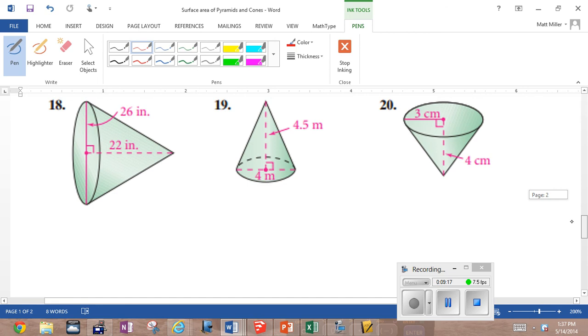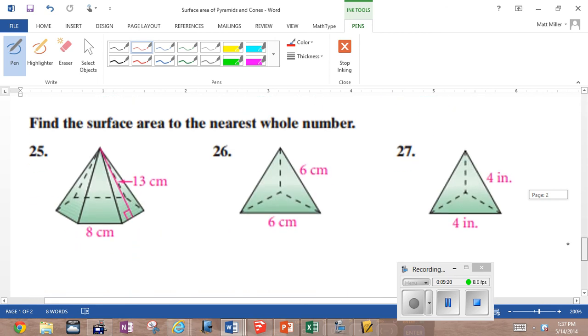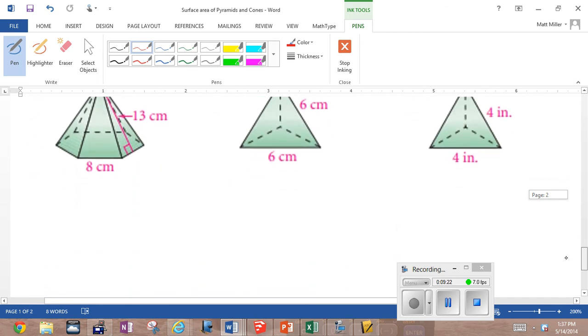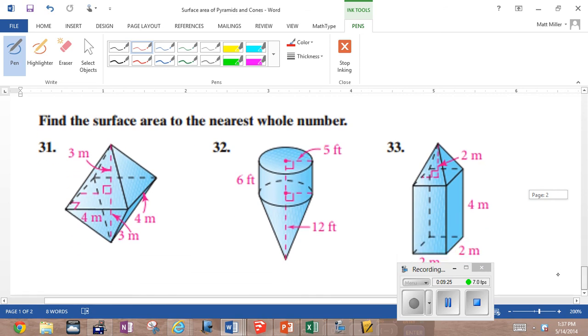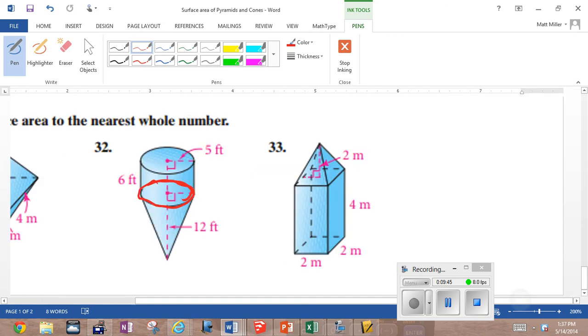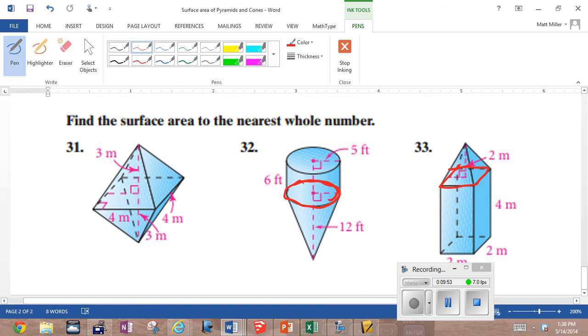Outline your notes relevant to this, and then we'll work on this worksheet in class tomorrow. It would be a little bit more compound expressions here for surface area, but shouldn't be that difficult. Here we see a cylinder and a cone. Just remember, don't count this inside circle, because that's really not showing. Same thing over here. Don't count that inside square, because that's really not showing. So we'll work on those tomorrow in class. Okay, there you have it.